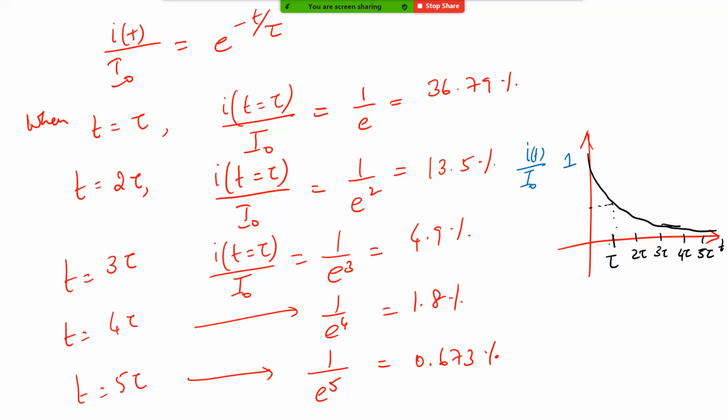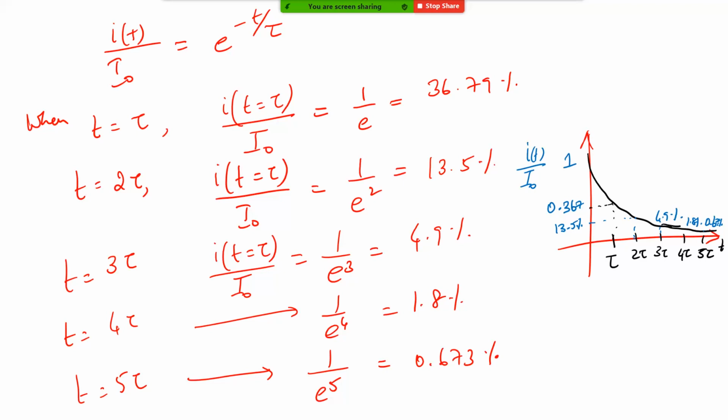By the time you wait for one time constant, it has come down to 0.367 or 36%. By the time you wait for two time constants, it is not a linear response, it has come down to 13.5%. For three time constants, it is 4.9% of the initial value. At 4 tau it is 1.8%, and at 5 tau it becomes 0.67%.